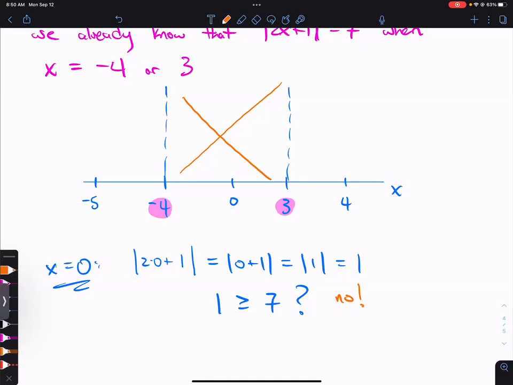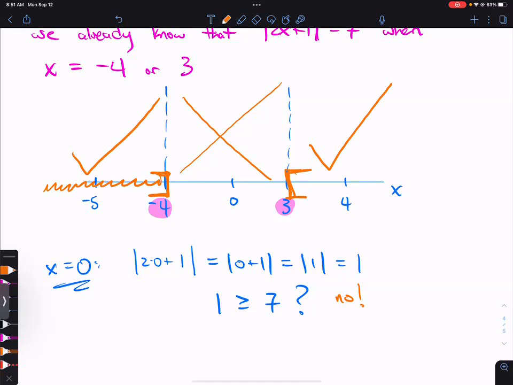Do the same thing with 4. Plug 4 in, you get 2 times 4 is 8, plus 1 is 9. Is 9 bigger than 7? Yeah. So it's true out here. Same thing would happen out here. So our solution set becomes all of this stuff up to and including -4, and then all of this stuff bigger than 3.